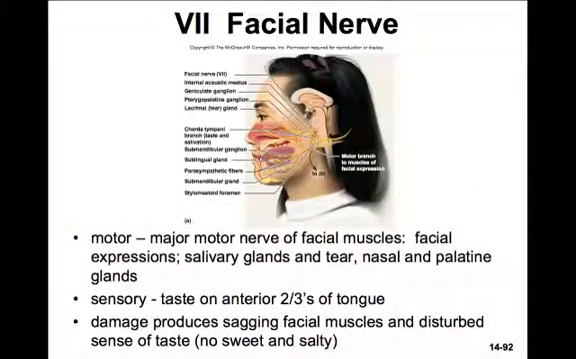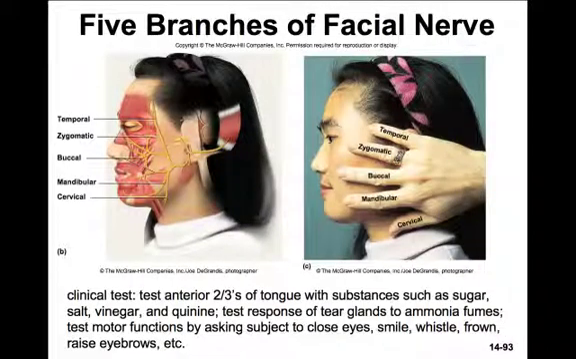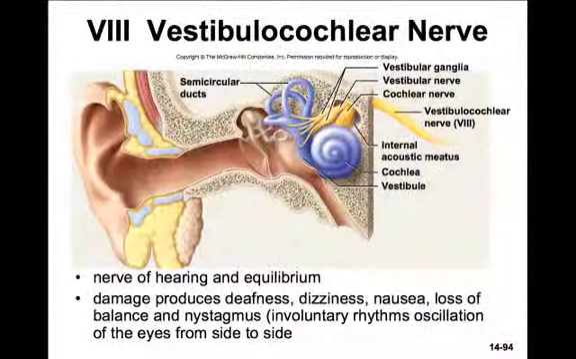The 7th nerve is the facial nerve. It has both motor and sensory function. The motor nerve innervates facial muscles and is involved in facial expressions, salivary gland action, and tear, nasal, and palatine gland action. It's involved in the anterior 2/3 of the tongue and taste. Damage can produce sagging facial muscles and disturbed sense of taste, no sweet or salty. There are 5 branches of the facial nerve. You don't need to know each of these branches, but just be familiar there are 5 of them.